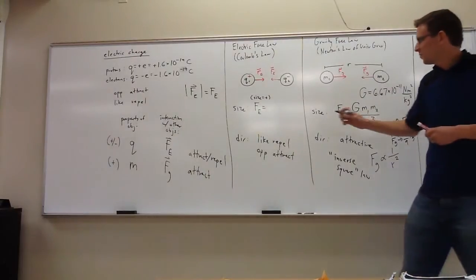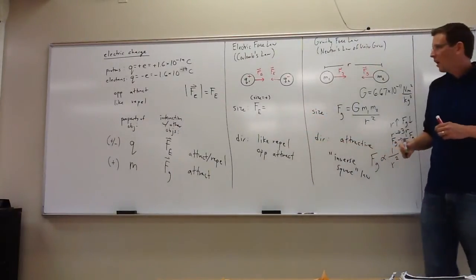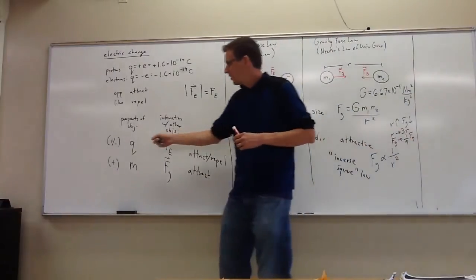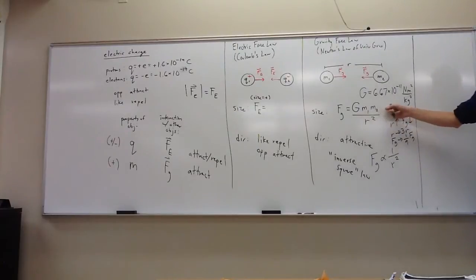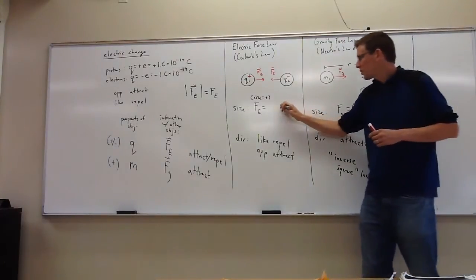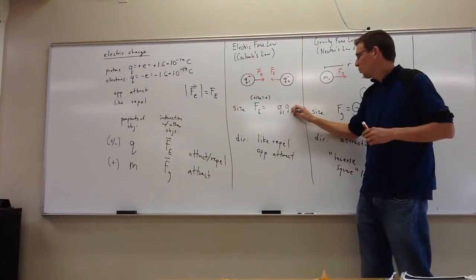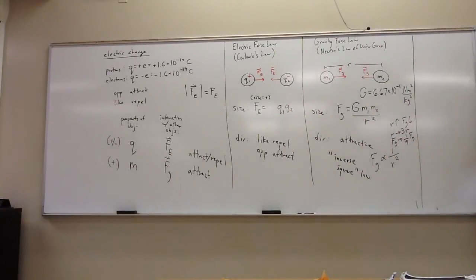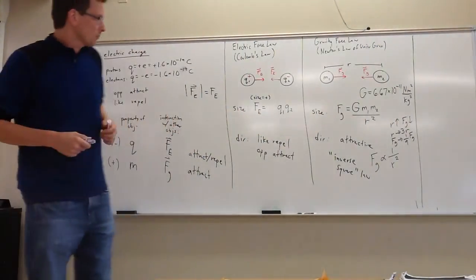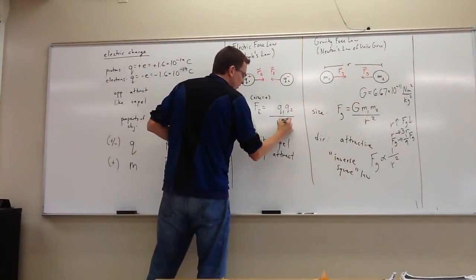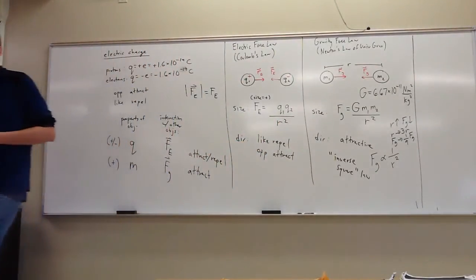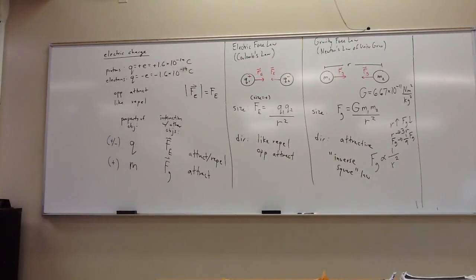The law is again going to depend on how much the objects have the property that makes them a member of this club. Just like if one or both objects had more mass, they had more gravitational force, if one or both objects have more charge, they will participate more in the electrical force. The size of that force is not constant. It varies with distance, and in fact, it's exactly the same variation. It's also an inverse square law.